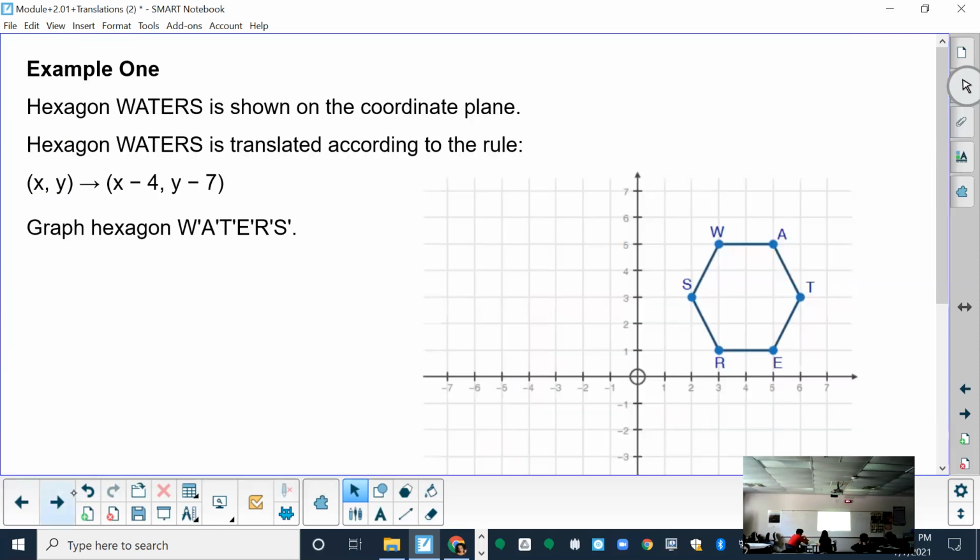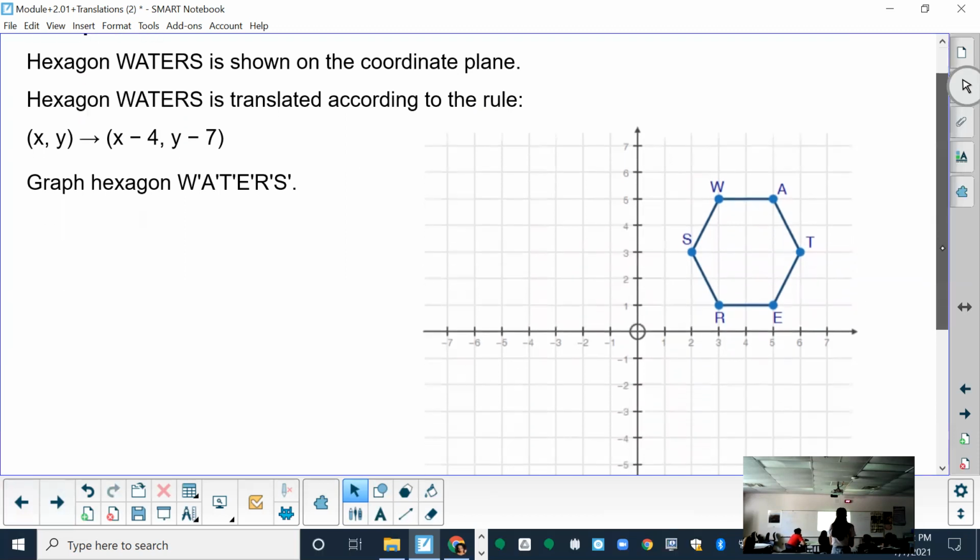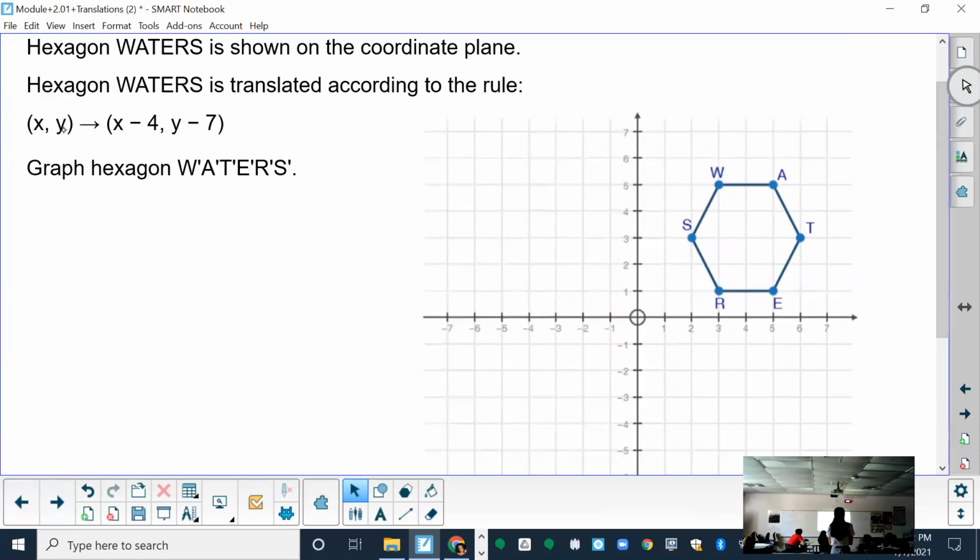All right. So first example, we have the hexagon titled WATERS, because it's labeled W-A-T-E-R-S, shown on this coordinate plane, and it's translated according to this rule. The rule is given to you, you have to follow it. You will have to graph the hexagon, basically WATERS prime: W prime, A prime, T prime, and all of that.